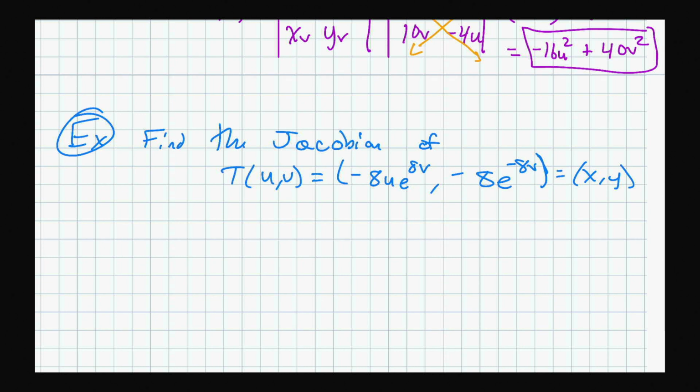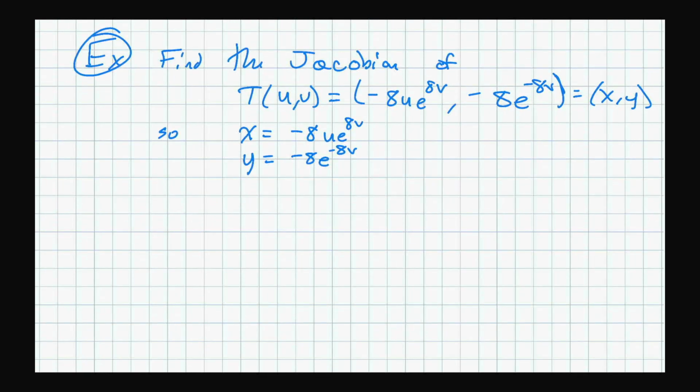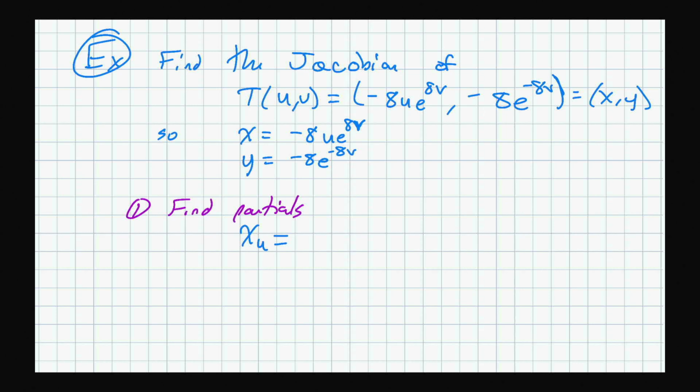So all this is saying is x, right? X here is x here. So this is negative 8u e to the 8v, and y is negative 8 e to the negative 8v. So again, if we're going to do this, this is not going to be super hard. We're just going to find the partials, very straightforward. So we need partial x with respect to u. When we take the derivative with u, there's only one u here, so there's no product rule or anything. It's just going to be negative 8 e to the 8v.